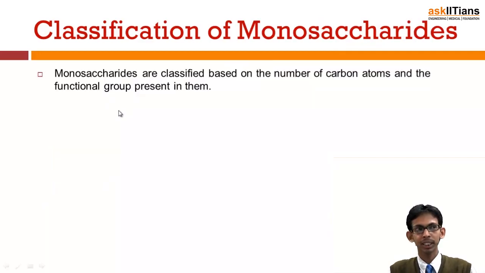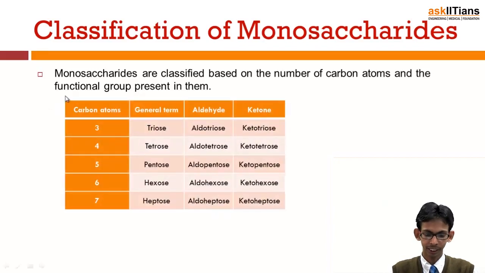As I told you, all the sugars, especially monosaccharides, have a carbonyl group, and this carbonyl group may be aldehydic or ketonic. If they have an aldehydic group, they are known as aldoses. If they have a ketonic group, they are known as ketoses. So this is the classification. If there is a carbohydrate with three carbon atoms, it would be known as triose, and with an aldehyde group it is aldotriose. If it has three carbon atoms and a ketonic group, it would be known as ketotriose. For aldehyde, aldotriose. For ketonic group, ketotriose.